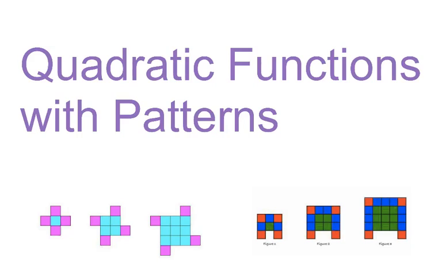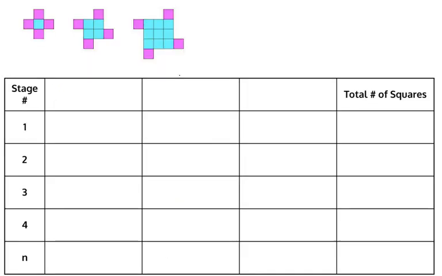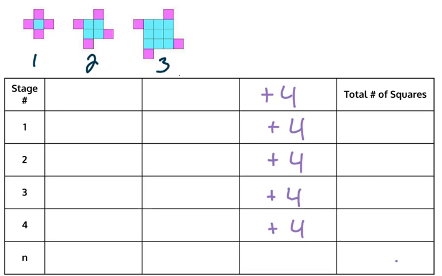In this video, I will demonstrate how to write a quadratic equation for any pattern as seen below. So if we take a look at this pattern, we can clearly see that as the stages increase from stage 1 to 2 to 3, there is always a change that we are adding 4 every single time. We're adding 4 of those purple tiles. So we can fill in a column that we are always adding 4 purple tiles.